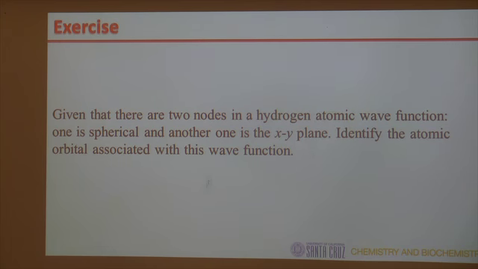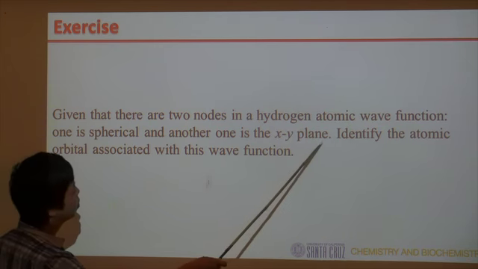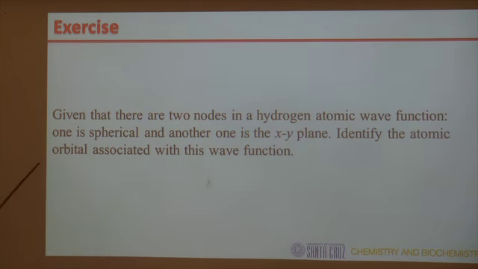3p. Can you tell others how you did this? So you have L equals 1. Well, how could you know L equals 1? Because one of the nodes is in the XY plane, and then we still have one which is spherical, and the other one is associated with the radial node. So here, yeah, I think you're on the right track.